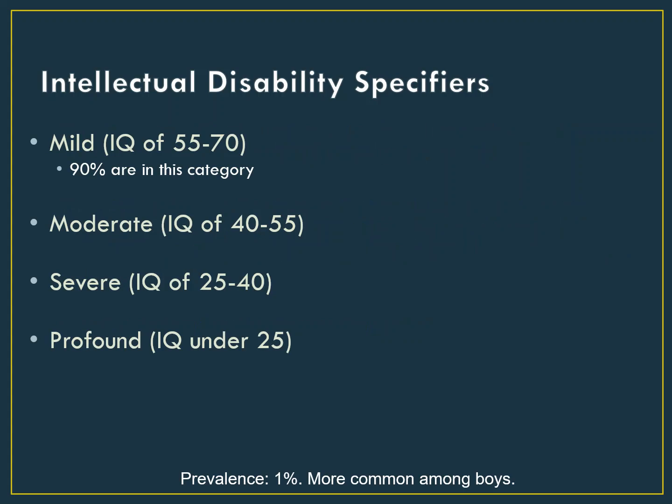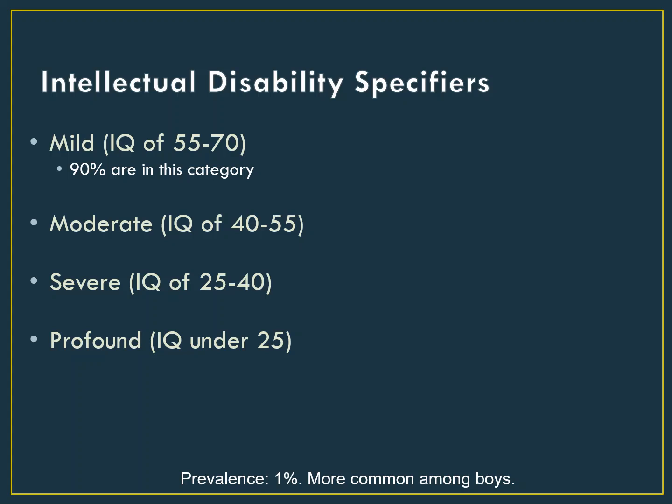Intellectual disability is always diagnosed with a specifier depending on IQ. Most people with intellectual disability fall into the mild category, which is designated by an IQ greater than 55. People with mild intellectual disability have intellectual levels comparable to an 8 to 11-year-old. They often require some level of supervision in their daily activities, but can become self-supporting in many areas with some assistance. Moderate intellectual disability includes people with an IQ between 40 and 55.